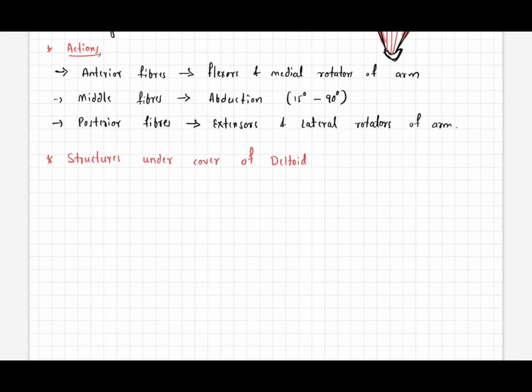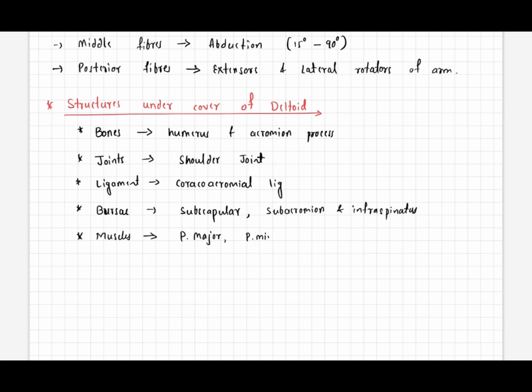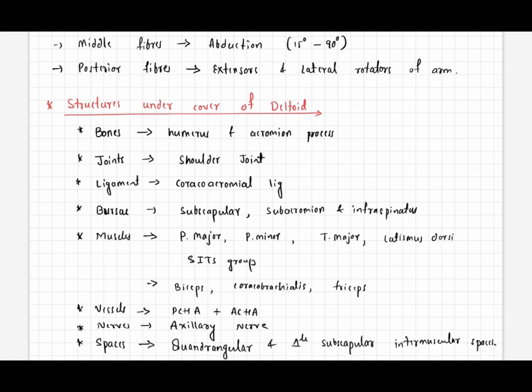Structures under cover of the deltoid muscle: bones, humerus, acromion process; joints, shoulder joint, and ligament, coracoacromial ligament; and bursae, subscapular, subacromial, and infraspinatus bursa; muscles, insertions of pectoralis major, minor, teres minor, latissimus dorsi, and SITS group, and origin of biceps, coracobrachialis, and triceps. Vessels, PCH and ACH; nerves, axillary nerve; spaces, quadrangular intermuscular spaces.